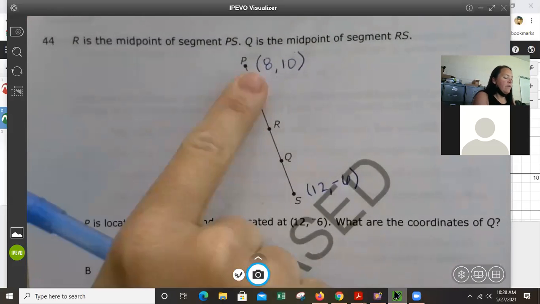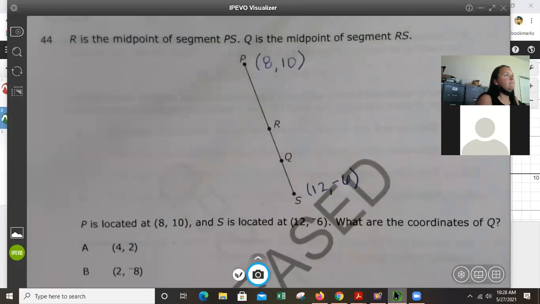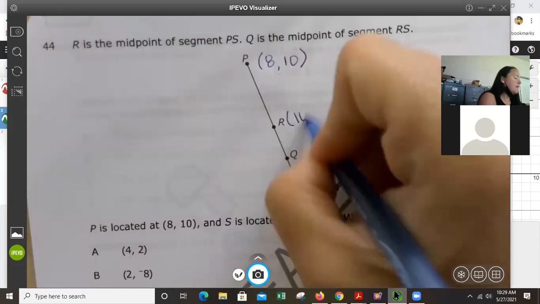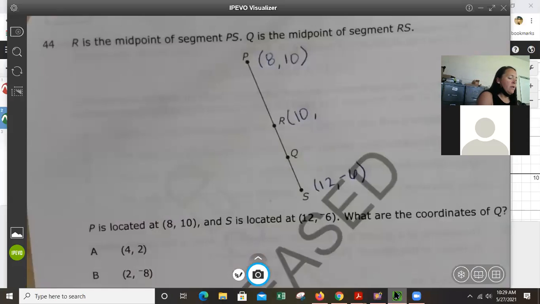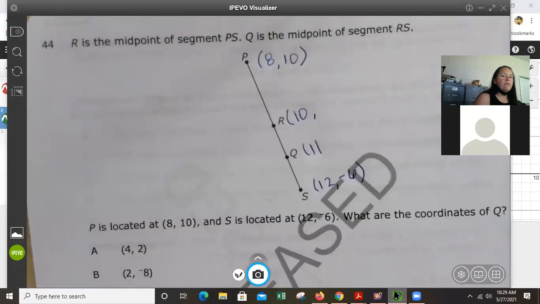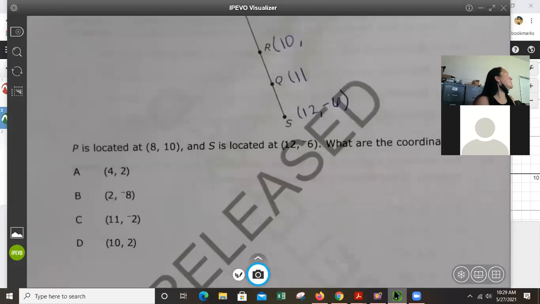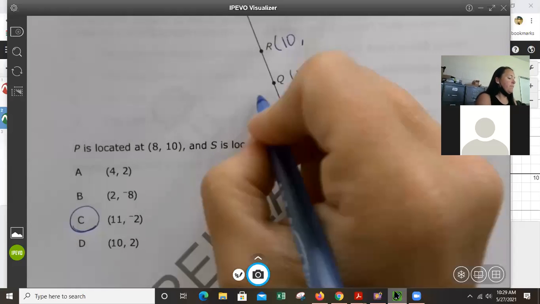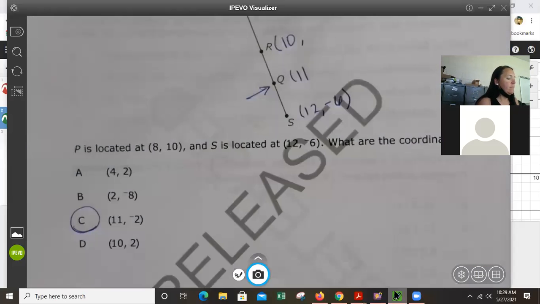What's in the middle of 8 and 12? What number is in the middle of 8 and 12? 10. Is everybody good so far? What number is in the middle of 10 and 12? Look at all of your answers. It's got to be C because we're looking for Q. You could do the same thing with the 10 and the -6 and keep working your way down. Okay.